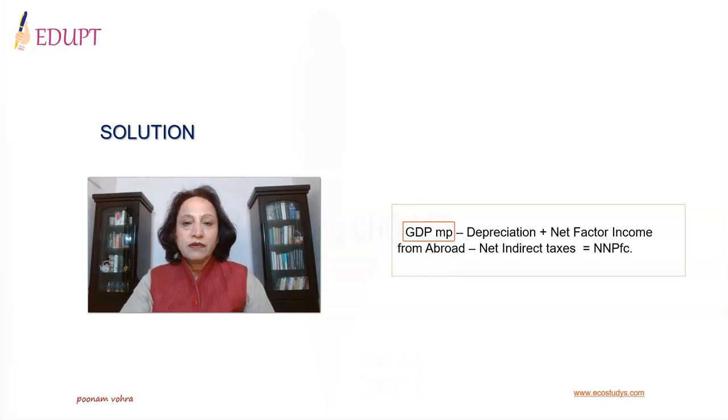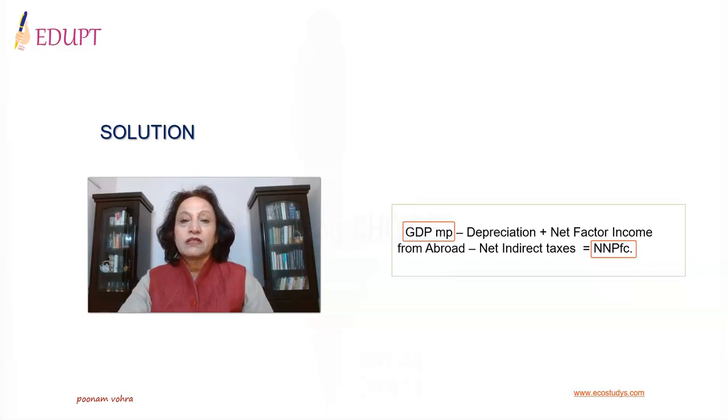After a gap, write down that particular aggregate. In this case, it is NNP at factor cost that you need to find. So write it down. Now see the first concept in this aggregate. First concept is gross in GDP, which is known to you, and you need to find net. So you have to move from gross to net.